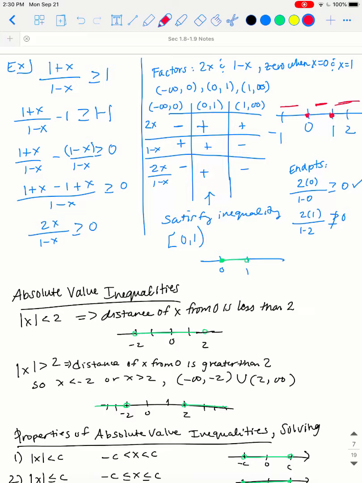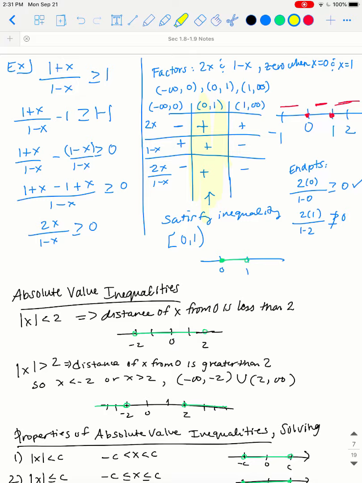And then I'm going to do my test values in between those intervals. So you could choose whichever. But I ended up with negative, positive, is a negative for negative infinity to 0. For 0 to 1, I got positive, positive, positive. And then for 1 to infinity, I got positive, negative, and negative. So go ahead and try that on your own with your own test values. And so the only one that satisfies the inequality is the positive one. And that's because 2x over 1 minus x is greater than or equal to 0.